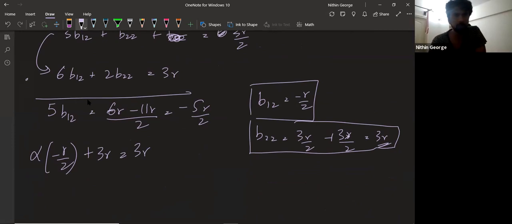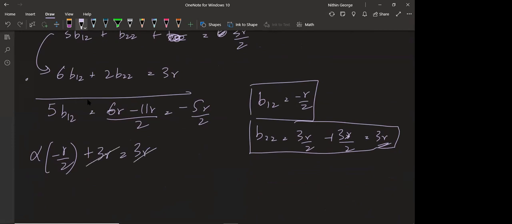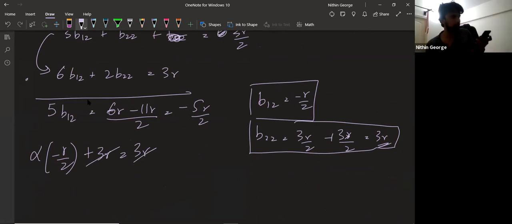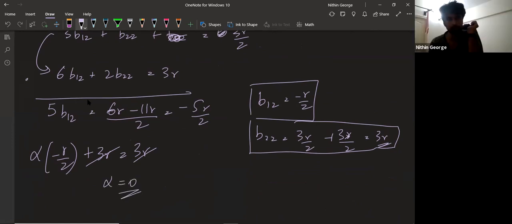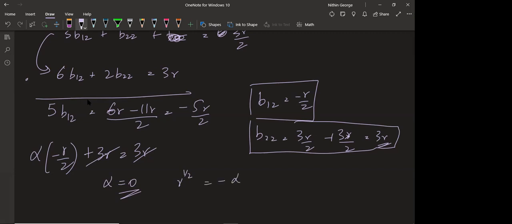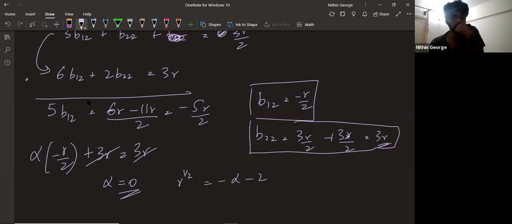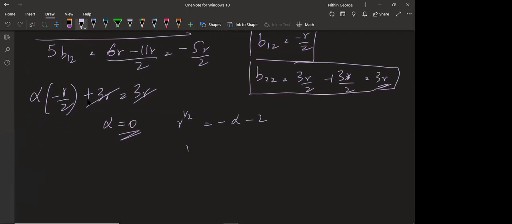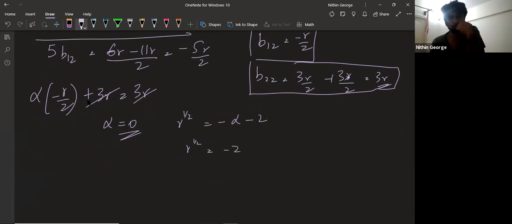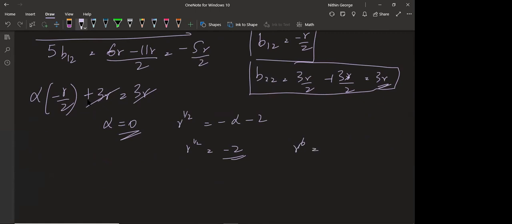Okay, alpha equal to 0, I can take that. That's not bad. R is non-zero, right? Something like that was given. R is real and non-zero. So alpha is equal to 0. We have R raised to 1 by 2 equal to minus 2. Something's fishy about that, but let's act like nothing is fishy. R raised to 6 is the answer.